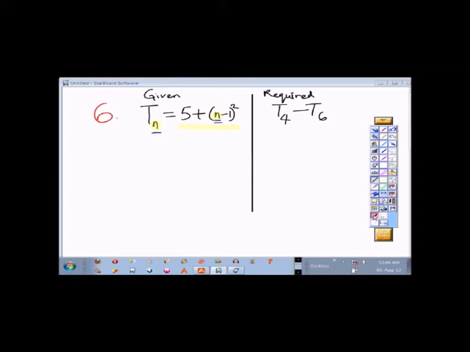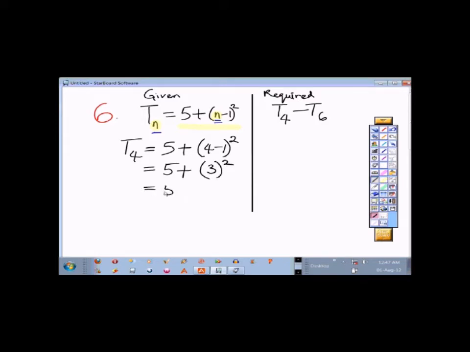Therefore, we hereby try to find T4. T4 will give us 5 plus (4 minus 1) raised to power 2. By BODMAS, we know that it is what is in the bracket that we do first. So we have 5 plus what is in the bracket, that is 4 minus 1, which is 3. So we square it, so that we have now 5 plus 3 times 3, which is 9, and this gives us 14.